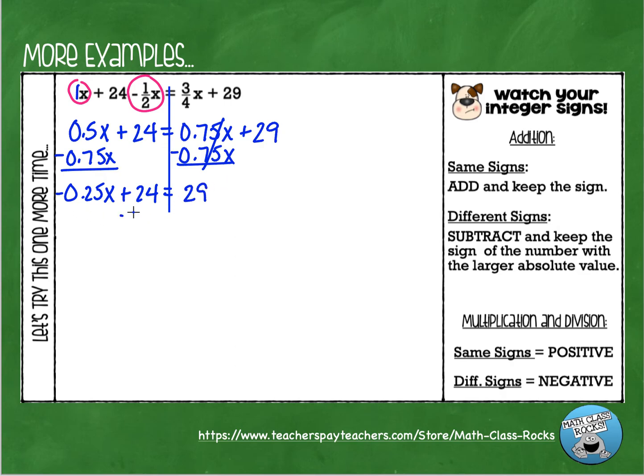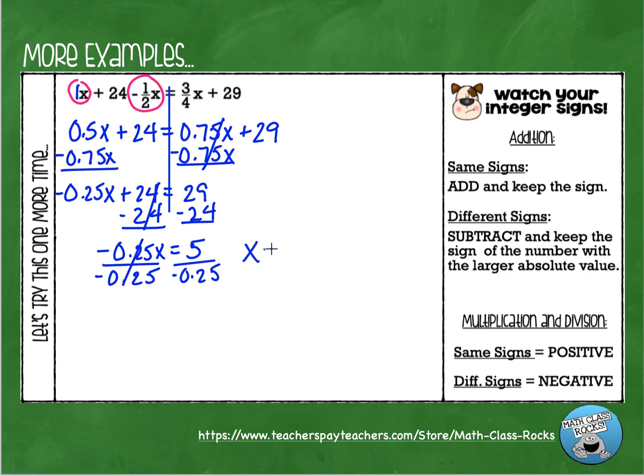Okay, I've got a two-step equation here, so I'm going to subtract 24 on each side. It's going to leave me with negative 0.25x equals 5. Okay, I'm dividing each side by negative 0.25. And when I do that, I'm going to get x equals negative 20. All right, let's see. Here's our solution, negative 20.